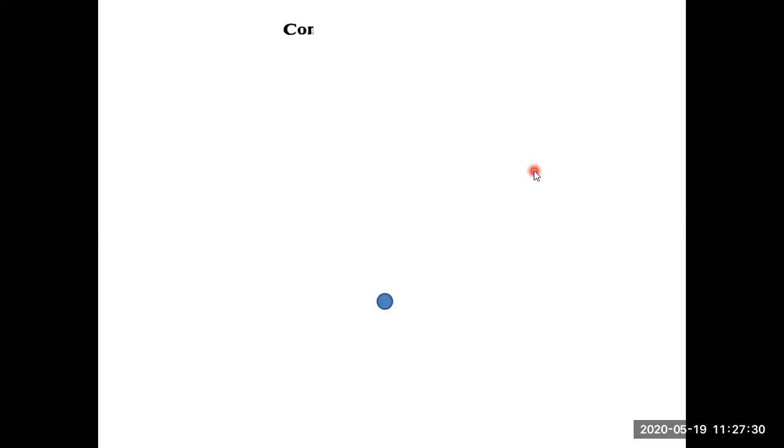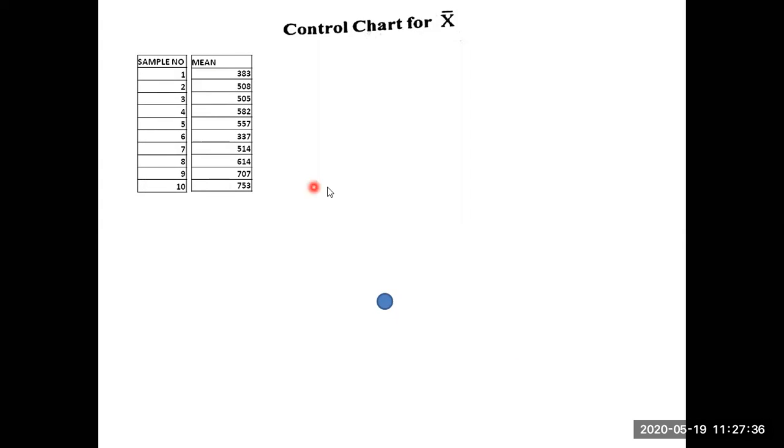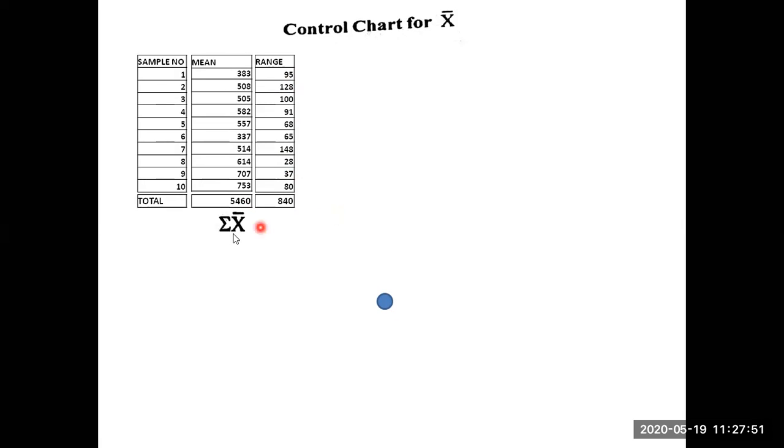Okay. Now control chart. Here the sample numbers he has given. 10 samples are there. Already he has given the mean and the range in the problem. So what we have to do first is find the summation of the mean, similarly the summation of the range. Add all these values. This is called the summation of the mean, sigma x bar. This is the summation of the range, called sigma R.